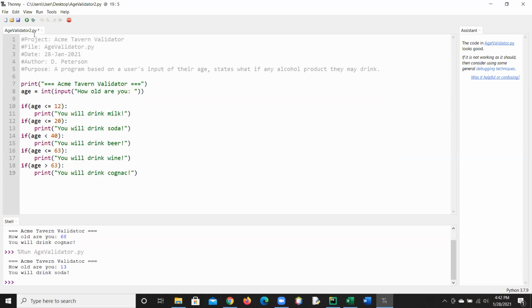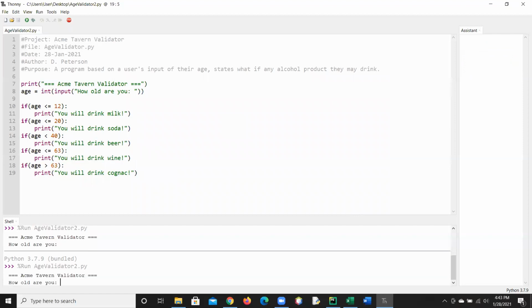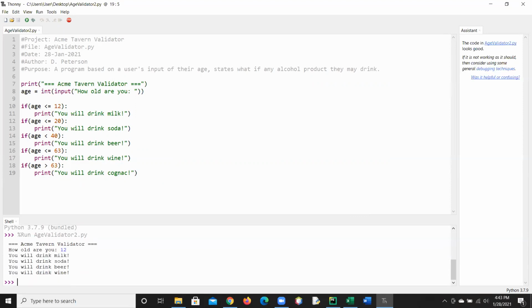And I was going to show you what happens here before we fix it. In the good old days, when all we had was ifs, and some people still do this. The problem with using these types of ifs is, first of all, a 12-year-old drinks milk, soda, beer, and wine. So all those ifs evaluate to true. So we know we don't want that.